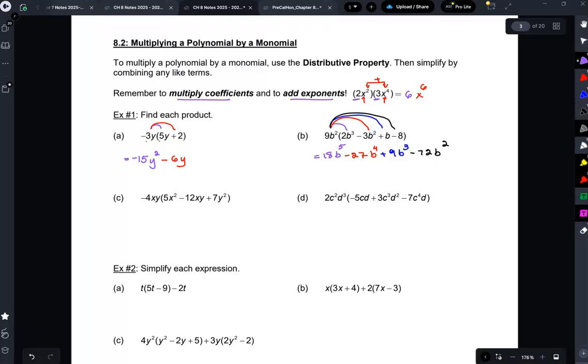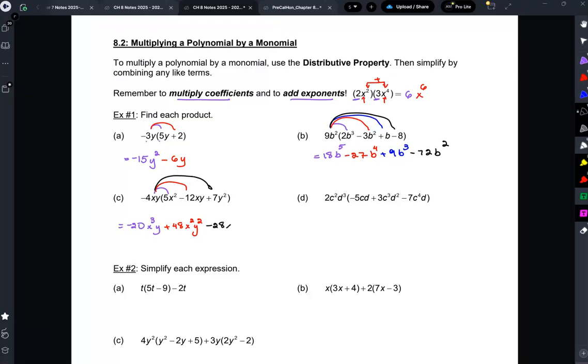Okay, this one. Multiply. The coefficients, the numbers, right, are going to get multiplied. So this is negative 20. So how many x's total? 3 and 1y. Now multiply to this one. Negative 4 times negative 12, positive 48. How many x's total? 2. How many y's total? 2. Lastly, this one, negative 4 times 7, negative 28. 1x, 3y's. And that's it.